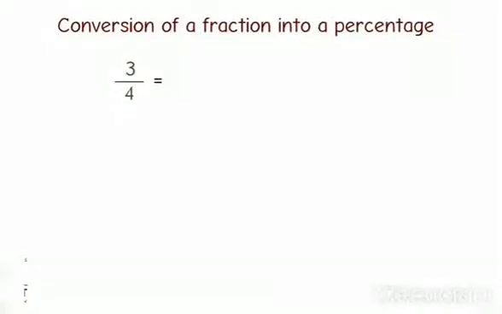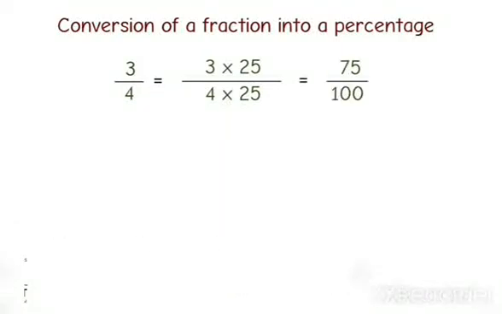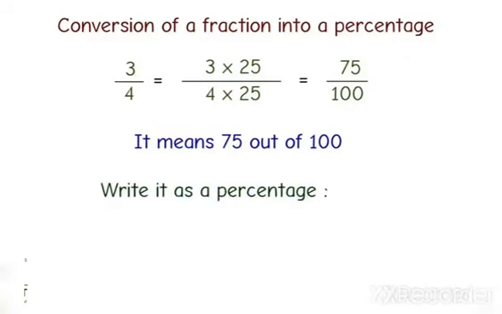3 by 4 is equal to 3 into 25 upon 4 into 25, which is equal to 75 upon 100. Look at the denominator. It means 75 out of 100. In percentage, we write 75%.